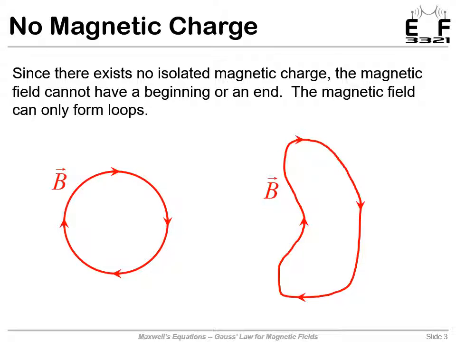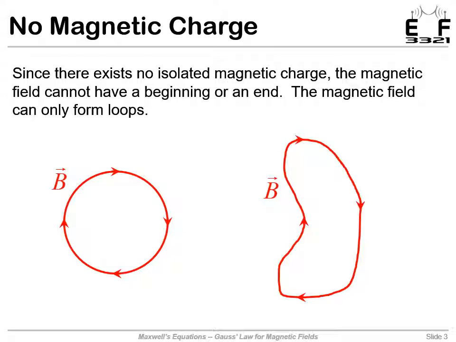And so this means that the magnetic fields cannot begin or end. For electric fields, the positive charges were sources of the flux and the negative charges were sinks for the flux, so the electric field started and ended on the charges. Well, with magnetic fields, there are no charges, so the fields cannot start or end. Yet, they have to exist.